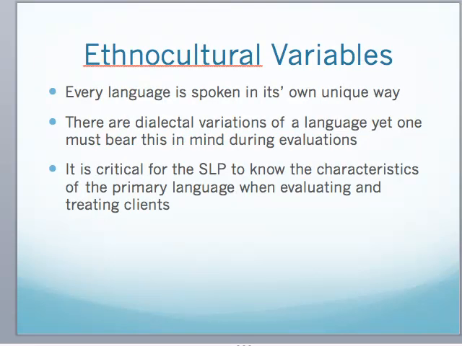Ethnocultural variables. Every language, as we know, is spoken in its own unique way. There are many different variations of a language, yet one must bear this in mind, especially as we do evaluations as speech-language pathologists. It's also important for us to know the characteristics of the primary language when evaluating and treating clients. We have a lot of diversity, especially in the United States, and many people are born as bilingual speakers or have bilingual parents or maybe monolingual non-English speaking parents.